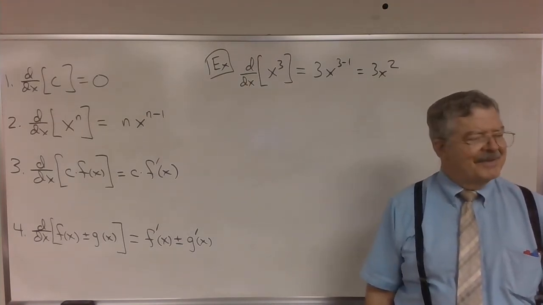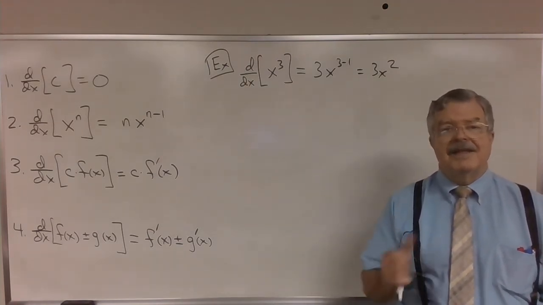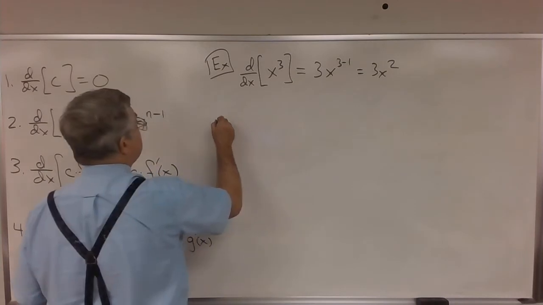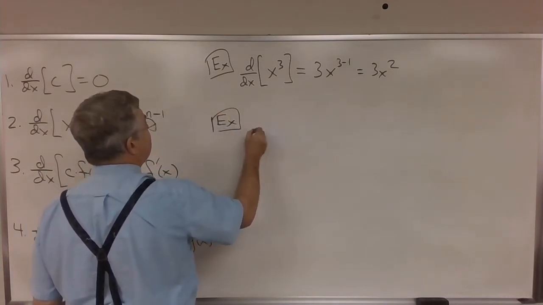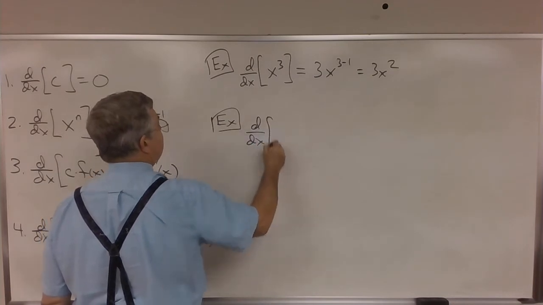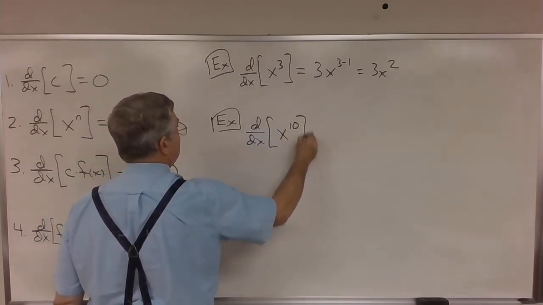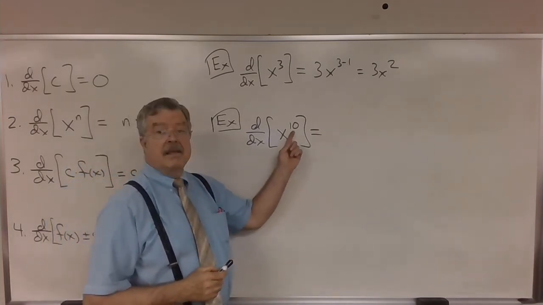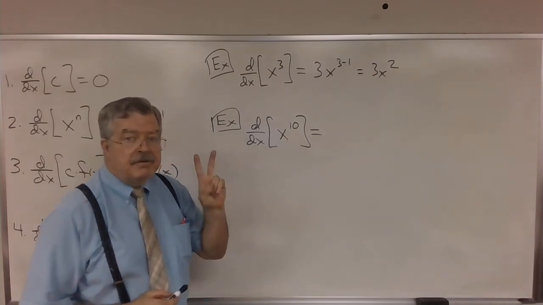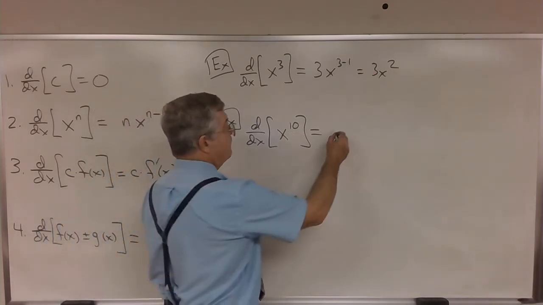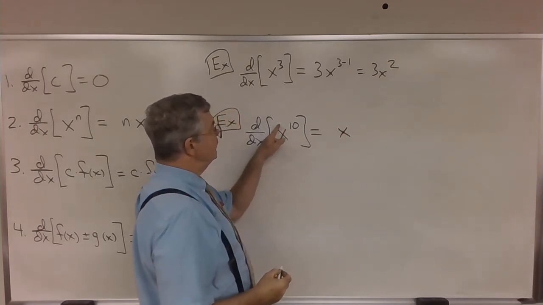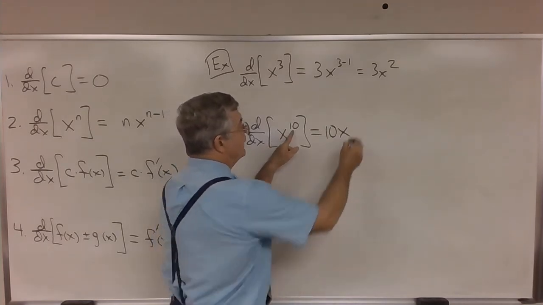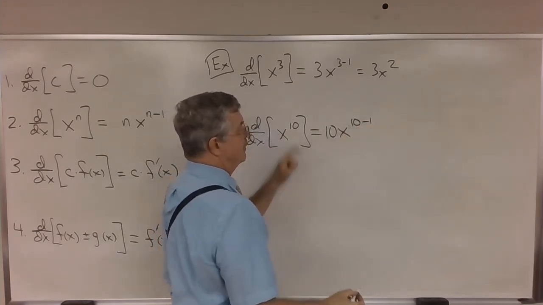Wow, that's easy. That is so easy, even I can do it. Okay? Another example. x to the power of 10. It's a power rule problem. Two steps. First step, bring the exponent down front as a multiplier. Second step, subtract 1 from the exponent.